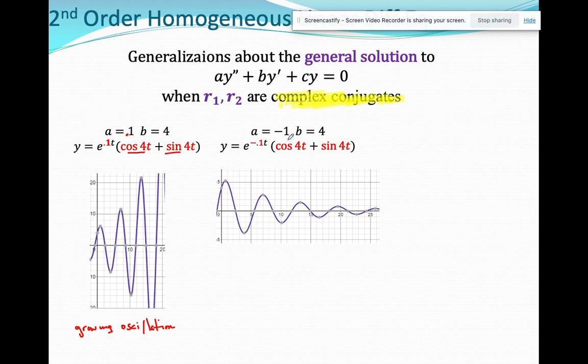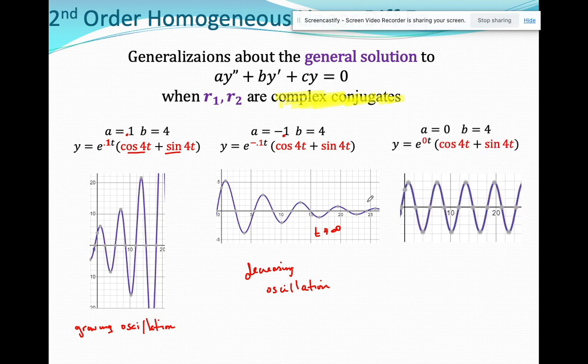But look what happens when A is negative 0.1. When A was negative 0.1, look what happens over time as I approach infinity. So this is called, what do you think? It's still oscillating, but it is decreasing oscillation. That is generally a good thing, right? Think calming down. Think spazzing out. What do you think happens in this scenario when A is 0? I just have cosine 4t plus sine 4t. So I just have constant oscillation. Not as good as decreasing oscillation, but at least it's not going crazy, right?